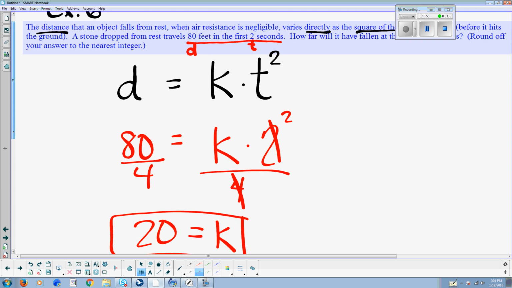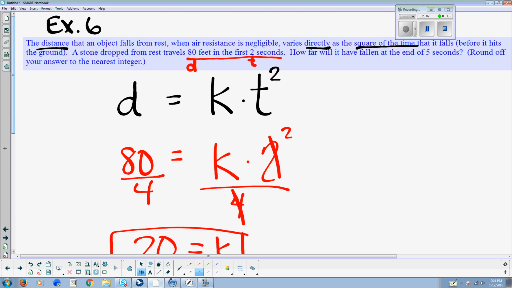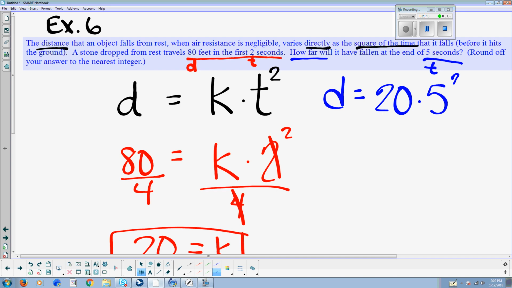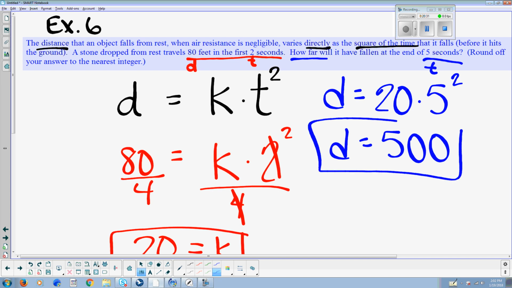Now, it says how far will it have fallen at the end of 5 seconds? So what would be the distance? How far at a time of 5 seconds? So our K, we said, is 20. And our time is 5 seconds, and we square our time. So 20 multiplied by 5 squared is 500. It says round to the nearest integer, and that is an integer. So 500 feet is our answer here.